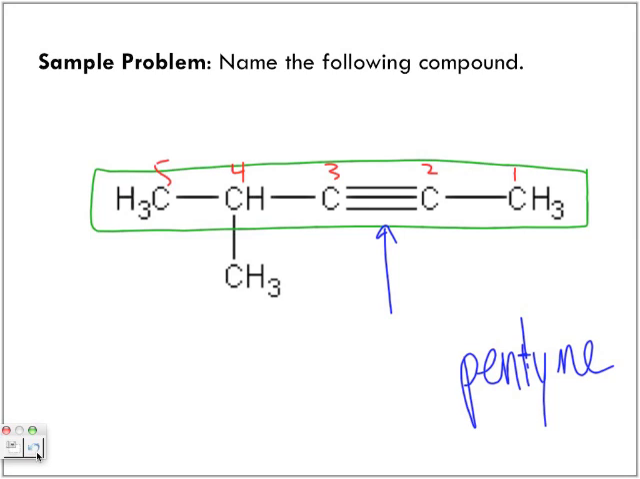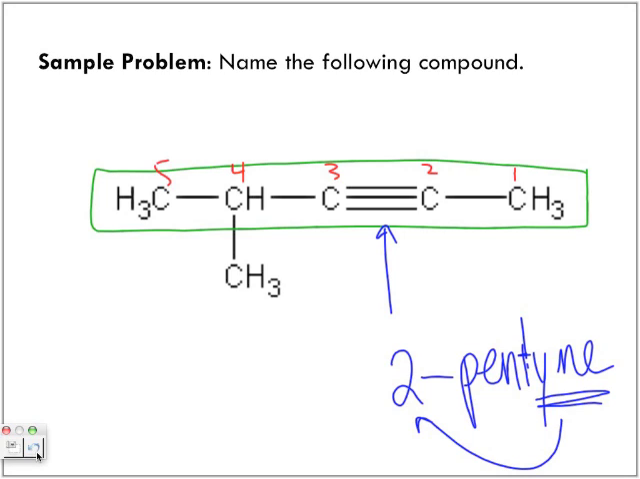Now, where is the location of this triple bond? Well, it's between the 2 and 3, so it's always the lowest of the 2 numbers. So it's a 2-pentyne, knowing that this triple bond is located on the 2nd carbon.